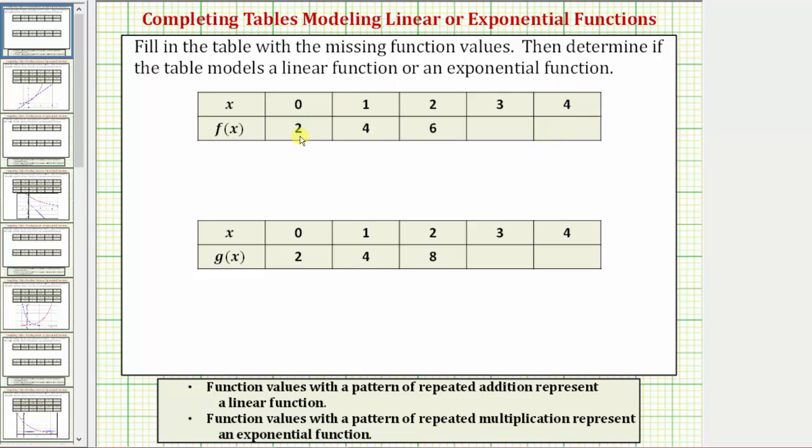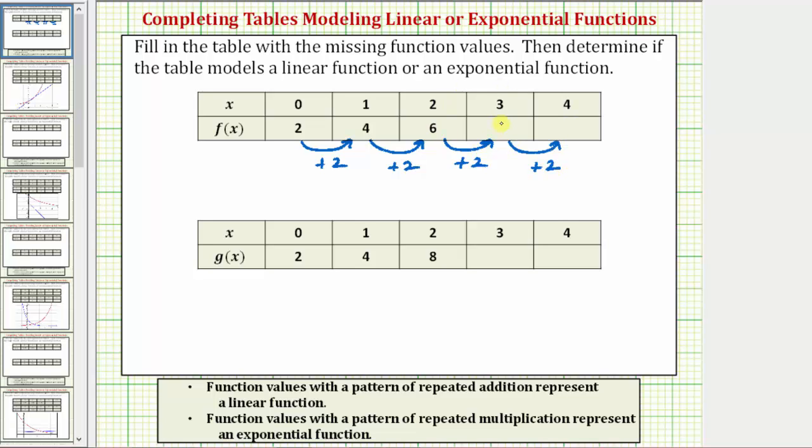The function values go from 2 to 4 to 6. Notice how the function values are increasing by 2 each time, and therefore the pattern is repeated addition. 2 plus 2 is equal to 4. 4 plus 2 is equal to 6. And now we can find the missing function values by continuing the pattern.